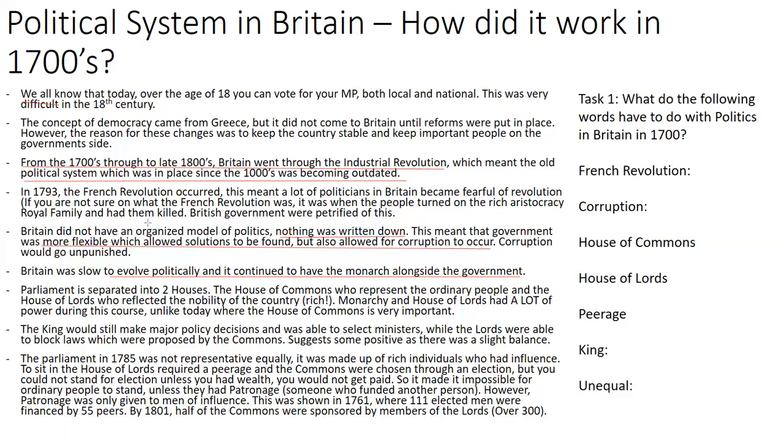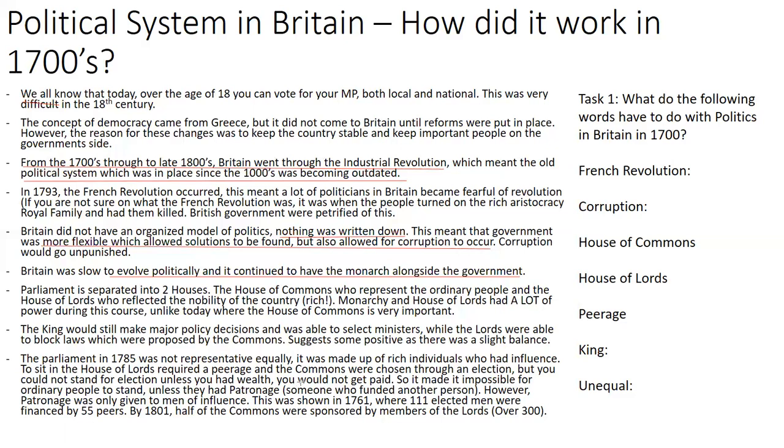Okay? Now, before I go on to that, you must understand that you couldn't stand in an election unless you had wealth. The main reason why is because if you were an MP in 1785, you wouldn't get paid, unlike today, where MPs are paid for basically everything. Okay? It would be really impossible for an ordinary person to stand unless they had patronage. However, patronage, which means someone who funded someone, was only given to men with influence.